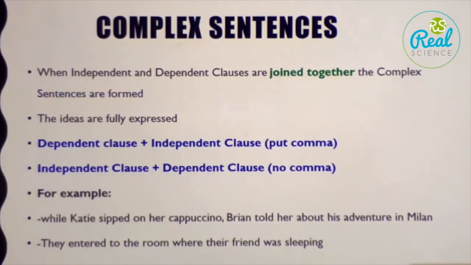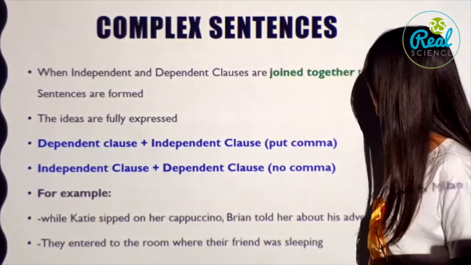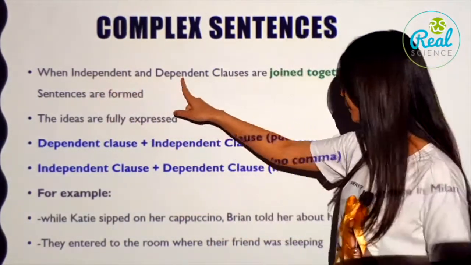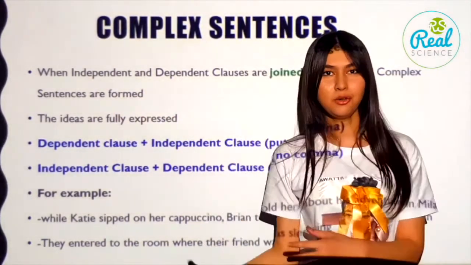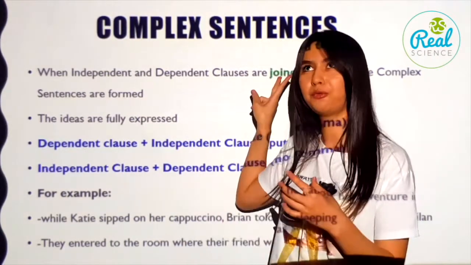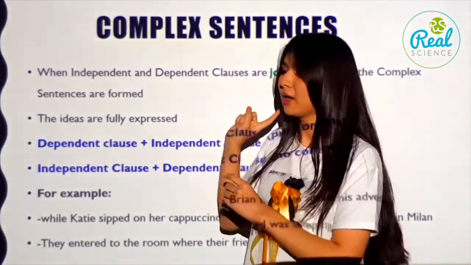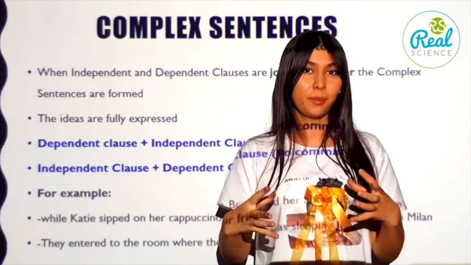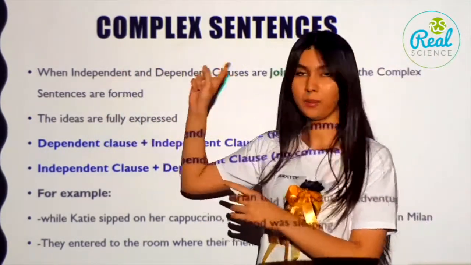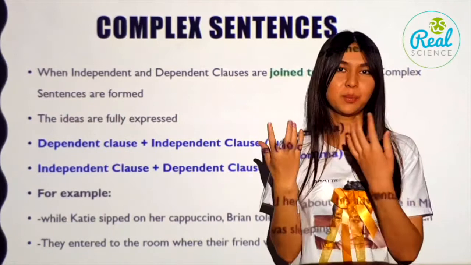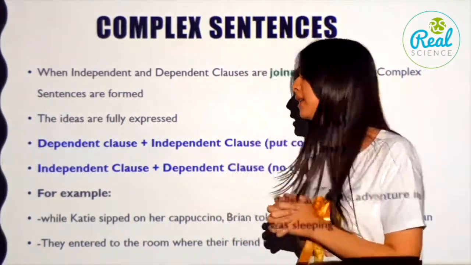Okay, complex sentences again. So, what are complex sentences? Now, we will cover it fully. When independent and dependent clauses are joined together, complex sentences are formed. So, when you join dependent and independent clauses, as I told, those two sentences, if you join them together, we will form what kind of sentence? Complex sentence. And guys, in complex sentences, the ideas are fully expressed. So when you join independent and dependent clauses, the idea will be fully expressed.